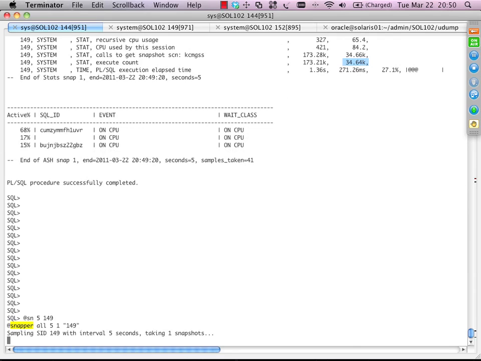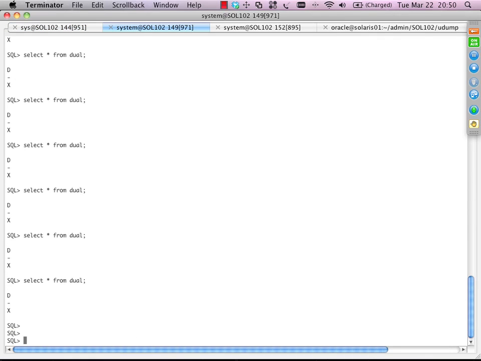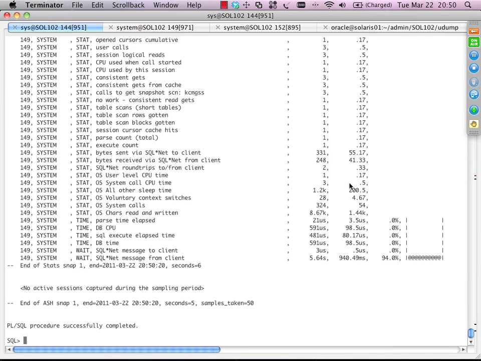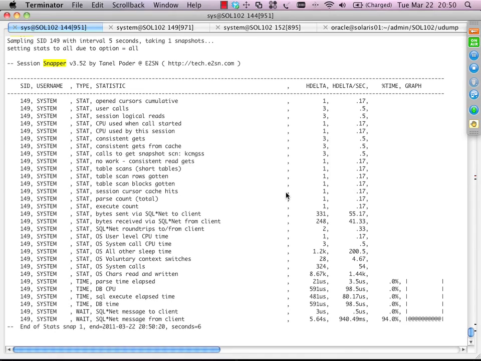I run Snapper. All right, so Snapper runs for 5 seconds. I will run this once. So now we should have a parse and so on. See how many stats were incremented, including SQL*Net, SQL*Net round trips and so on. Snapper shows you these stats which changed. It doesn't show you these stats which were zero, which didn't change during this 5 seconds.